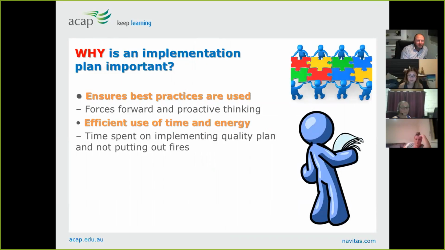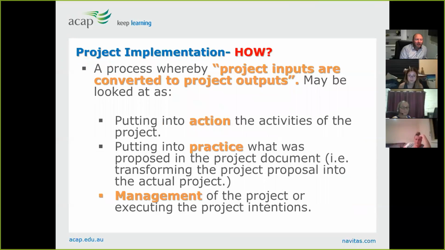So why is an implementation plan so important? It ensures best practices are used, and it's an efficient use of time and energy. We're going to be looking at the how, who, what, and why. The how is how project inputs are converted into project outputs, which may be looked at as putting into action, putting into practice, and the management of the project.